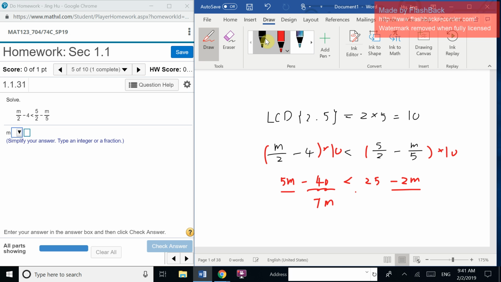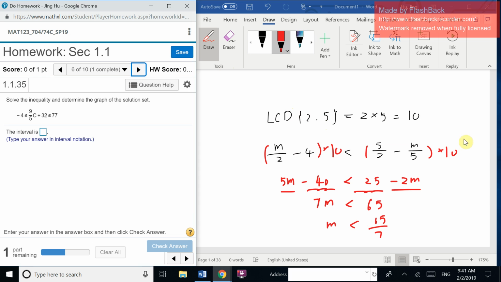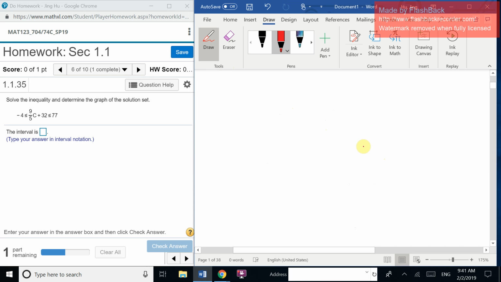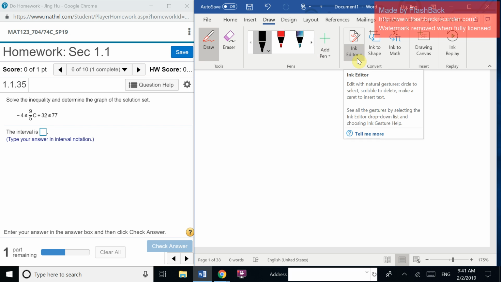Now, add 2m to both sides, so we can move 2m back to the left side, and the numbers all go to the right side of the inequality. Here, because we divide by 7, which is positive, the inequality direction will not change. Number 6.